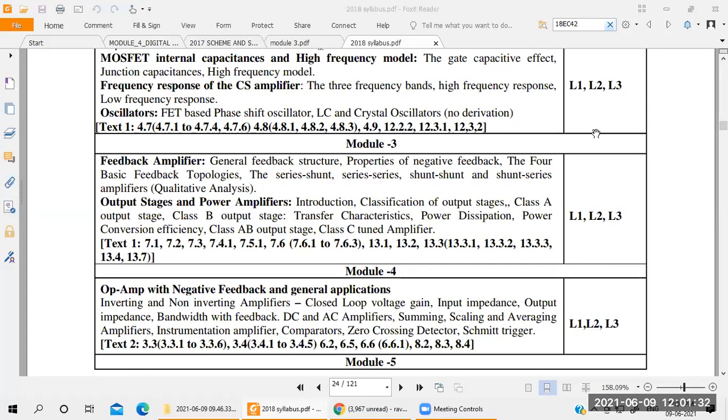Yes, in the previous class, we discussed the class A amplifier for maximum power conversion efficiency. Then we started the class B amplifier. In the class B amplifier, we discussed the circuit diagram and then the transfer characteristics. Next we'll move on to power dissipation and power conversion efficiency for class B. Then we'll move on to the class AB stage, then the class C amplifier. That completes module 3.